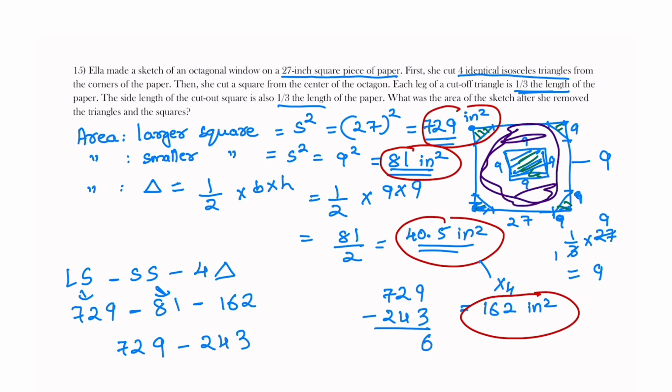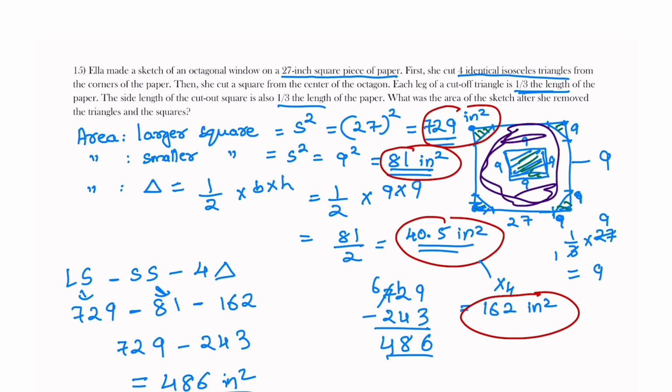9 minus 3 is 6. 2 minus 4 can't be done. So 6 here, which is 8 and 4. So that's the answer over here. Our answer is 486 inches squared. So that's the area of the octagon that she has made by cutting 4 identical isosceles triangles in the 4 corners and a square in the center.